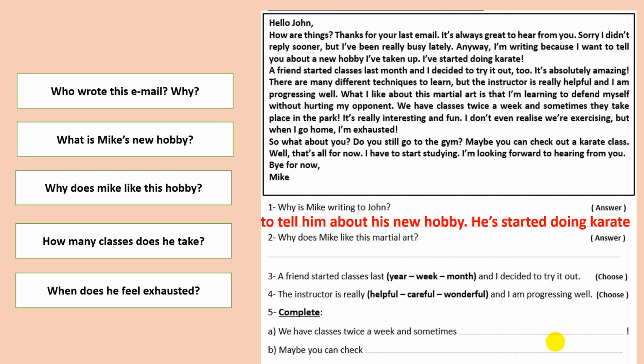Okay, have a look at the first question. Why is Mickey writing to John? What do you think about this one? How can I get the answer? That's right, he's talking about his new hobby. He started doing karate, that's right. We found this one in the first paragraph, that's right.